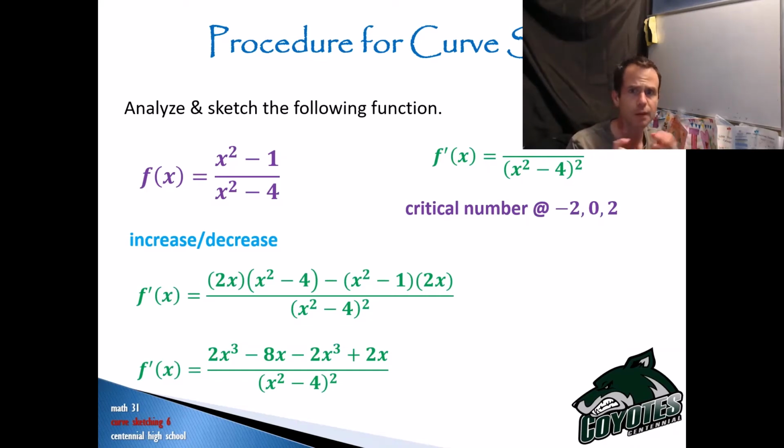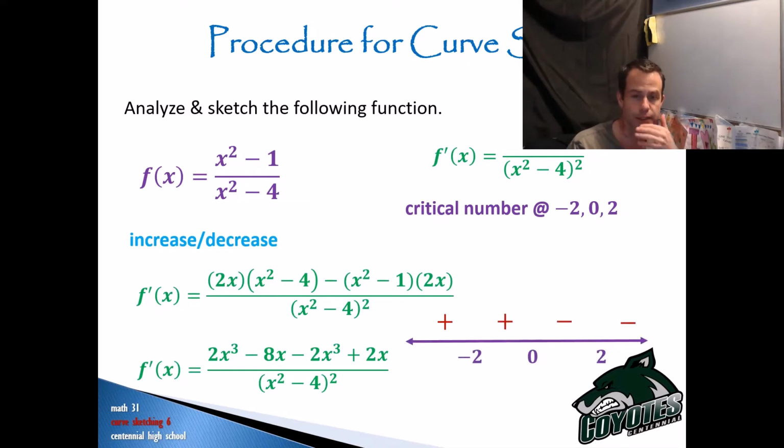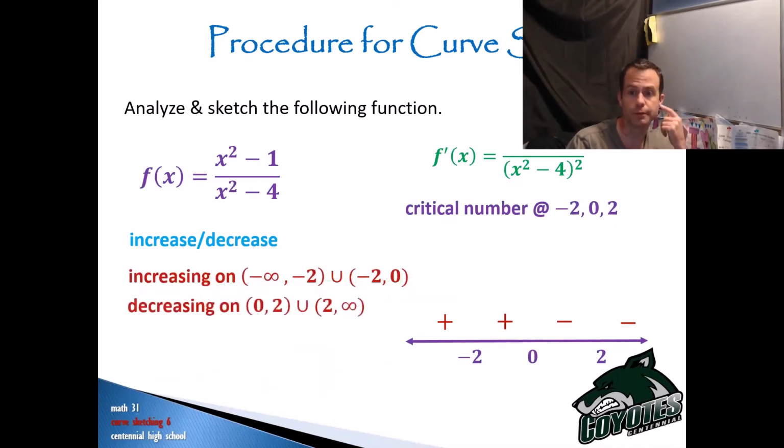Okay, so the fact that they don't exist on the original function tells me I don't have a max or a min point, but it also tells me that I can't include those moments when I'm talking about intervals of increasing and decreasing. Okay, so I'm going to plot negative 2, 0, and 2 on a number line. I'm going to test to the left of negative 2, in between negative 2 and 0, in between 0 and 2, and right of 2. Okay, that should give you plus, plus, minus, minus. So that means I'm increasing from negative infinity to negative 2 in union with negative 2 to 0. Okay, I can't just say negative infinity to 0 there because I don't exist at negative 2. Then I'm decreasing from 0 to 2 in union with 2 to infinity.